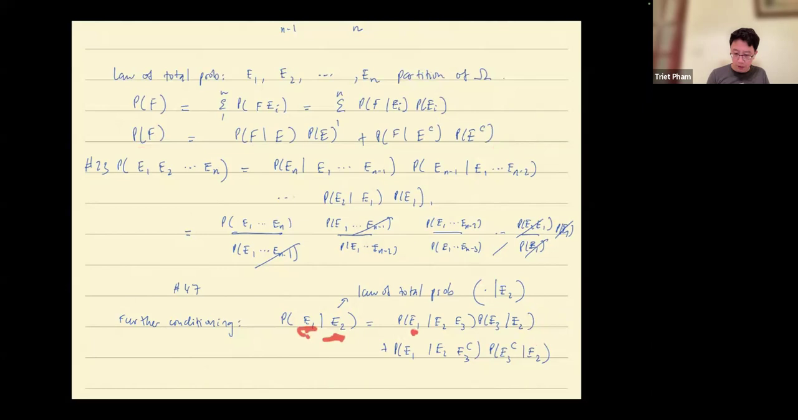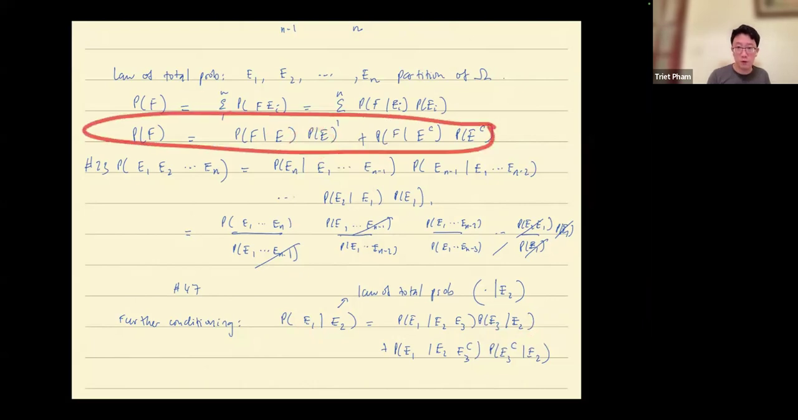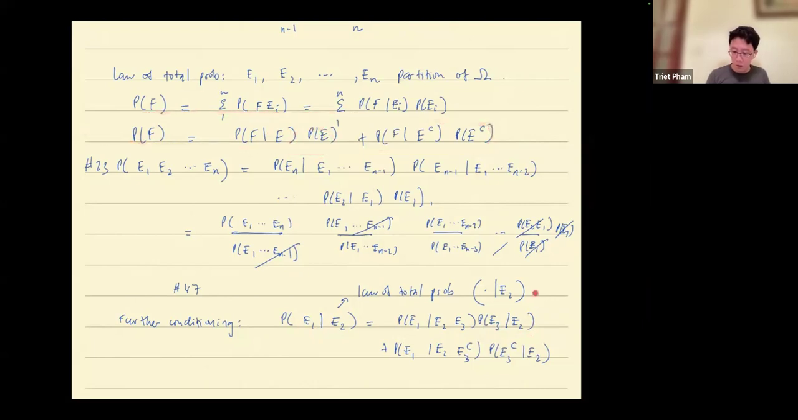And so now, instead of conditioning on E2 only, you have further conditioned on E3. So that's this. And then instead of multiplying with P of E3, multiply with P of E3 conditioned on E2. So now here, your universe is the original universe omega. Here, your universe has been changed to conditioning on E2.